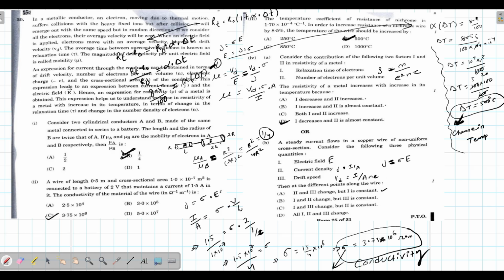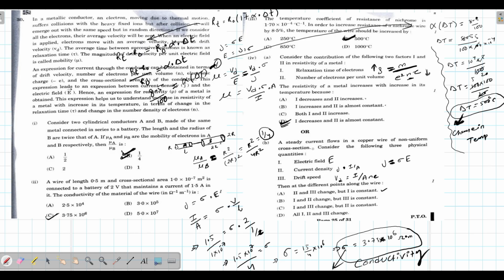Consider the contribution of the following factors to the resistivity of the metal. Resistivity equals m divided by e squared n tau. As resistivity is m by e squared n tau, resistivity is inversely proportional to relaxation time and inversely proportional to n. So the resistivity of the metal increases with increase in temperature. As temperature increases, relaxation time decreases and n is constant. So this is correct.